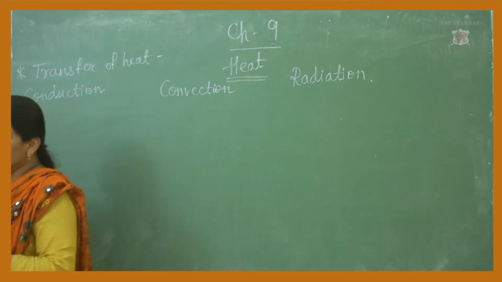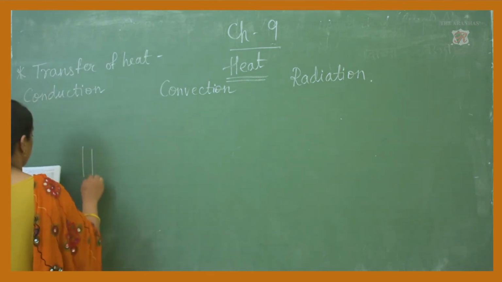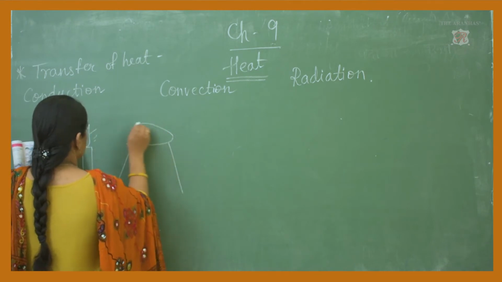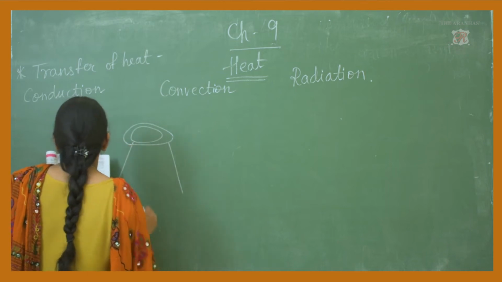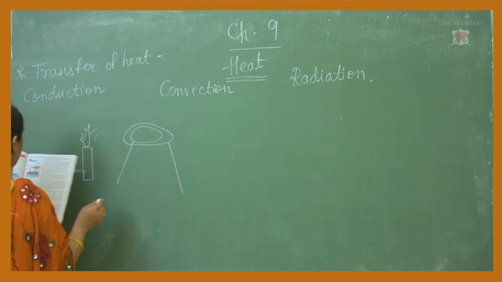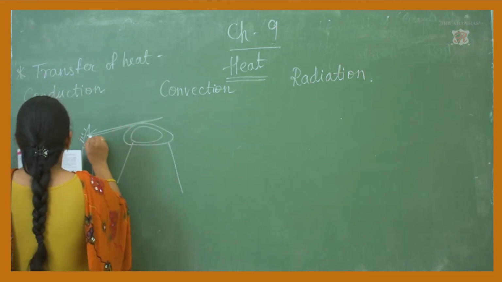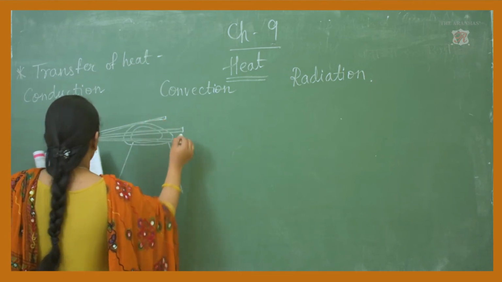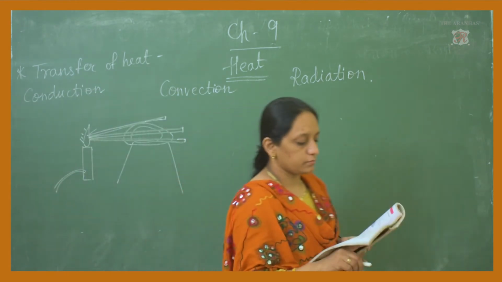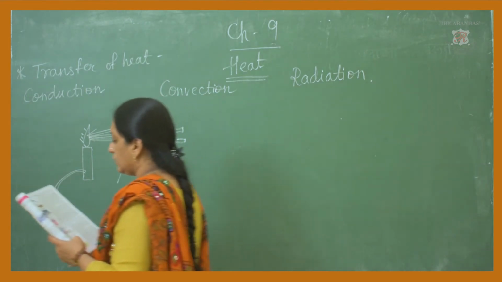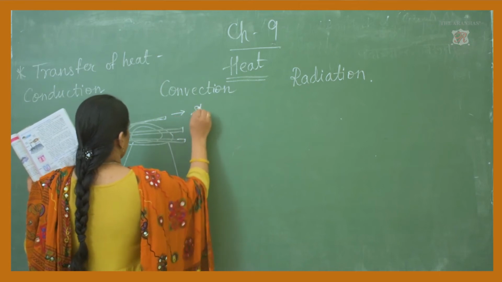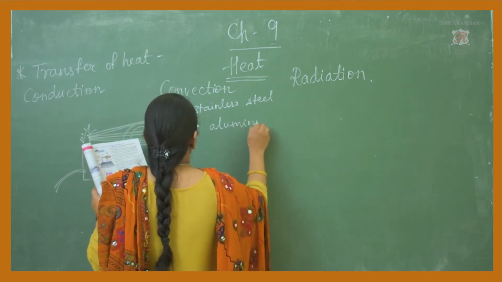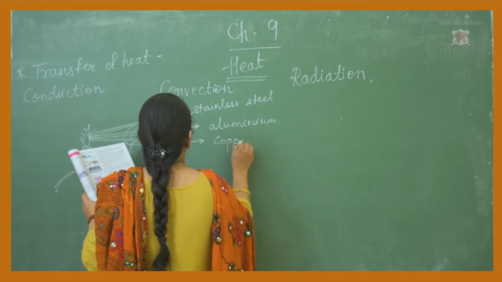See how the activity is. They have taken a burner. Simple activity it is. A burner they are taking, a stand is there. This is the stand. Then this is the burner. It's connected from there. And here bars are kept for heating. These are the bars kept for heating. See what they are telling you now. They are telling you to take bars of stainless steel, aluminium and copper. This bar is made of pure steel. This bar is made of aluminium and this bar is made of copper.